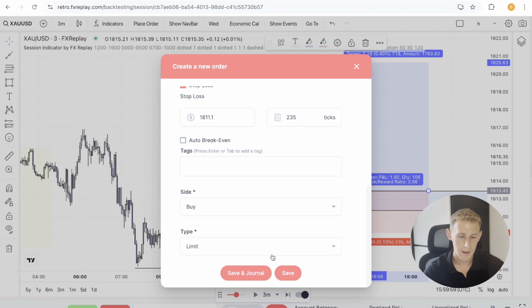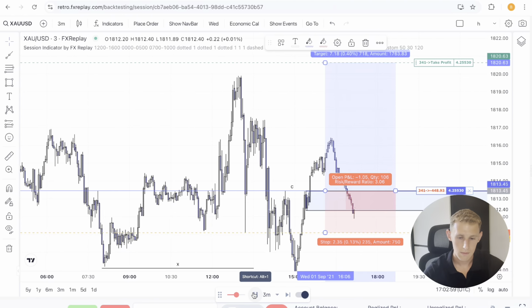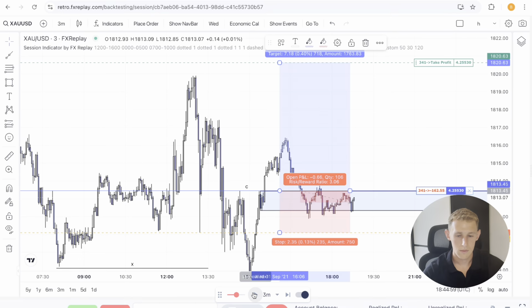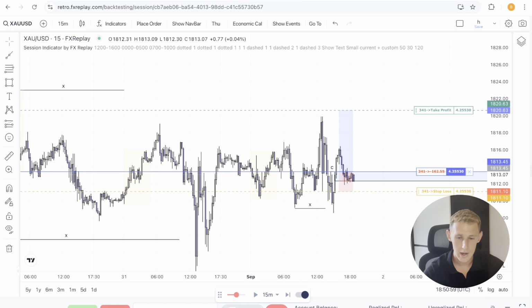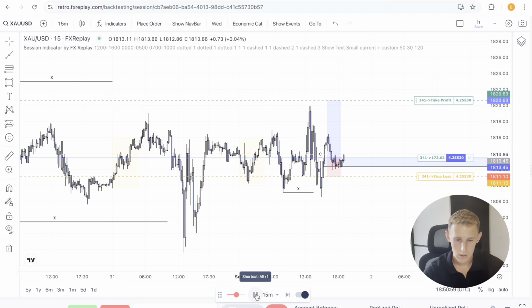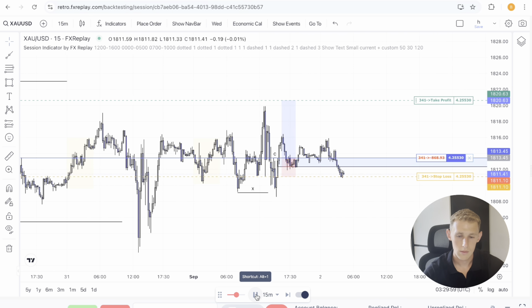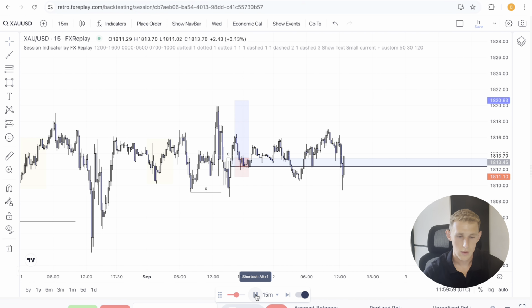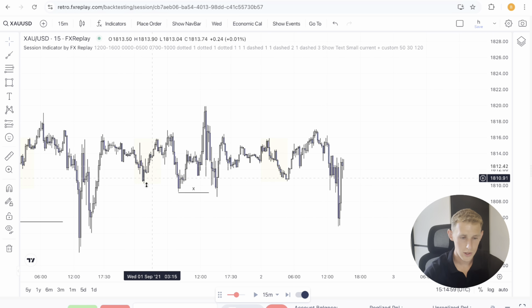Let's have a look. Can we get an entry? Let's see if price can push from here. If not, we can look at the lower zone. Right, there we go. So loss on that one.